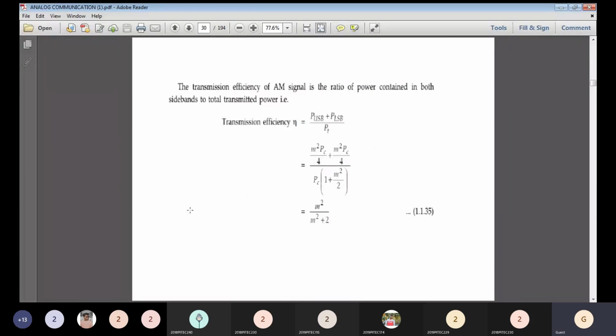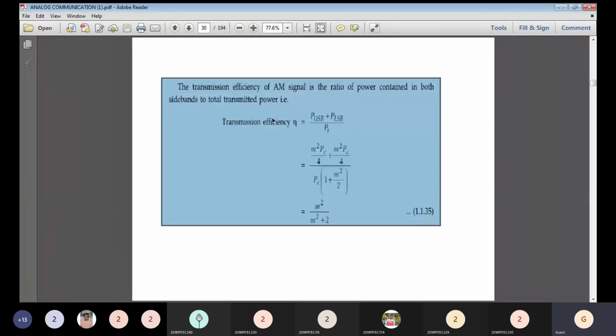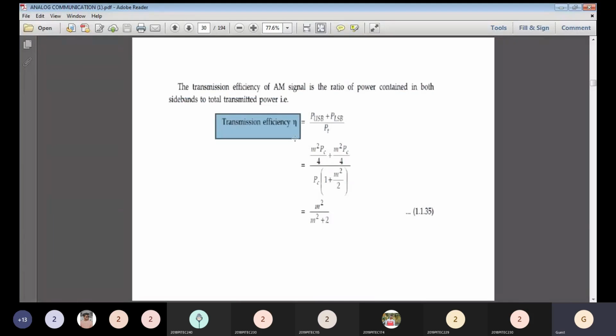Next one is the transmission efficiency of AM signal. The transmission efficiency is equal to upper sideband plus lower sideband power divided by total power. What is this? We are spending some amount of power to transmit the signal from one place to another place. PT is the total amount of power required to transmit the modulated signal from one point to another point, that means from transmitter to receiver side.